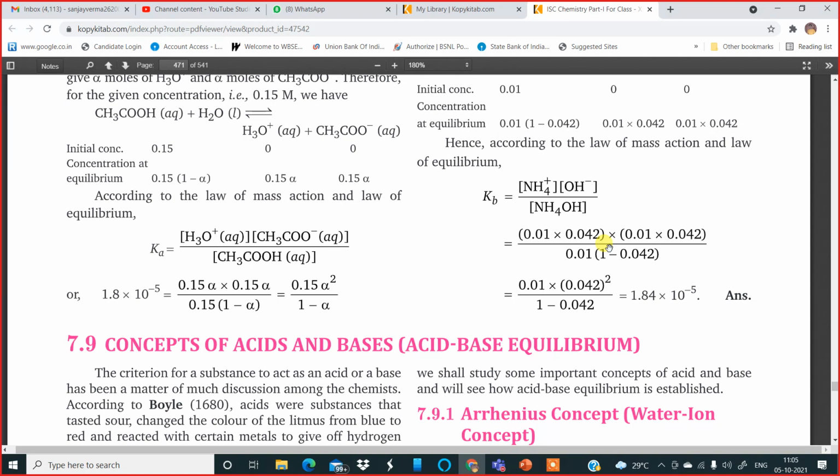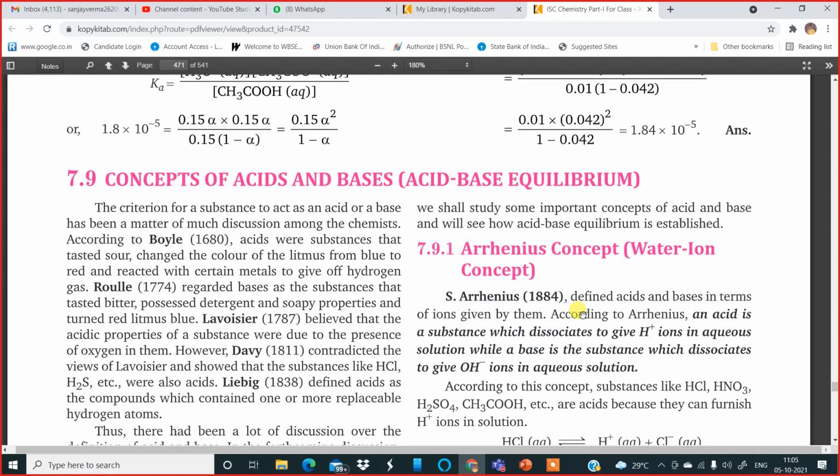Now after this, we'll be moving to the next concept of acids and bases, which is called acid-base equilibrium. This will be explained on the basis of the Arrhenius concept, which is better known as the water ion concept. Under the concept of acids and bases, explained with the help of the water ion concept, let me tell you that the criterion for a substance to act as an acid or a base has been a matter of much discussion among chemists.